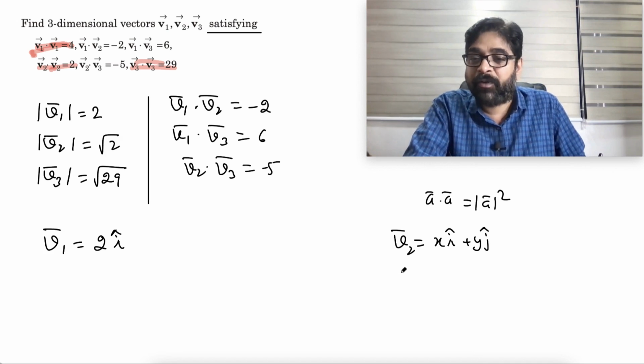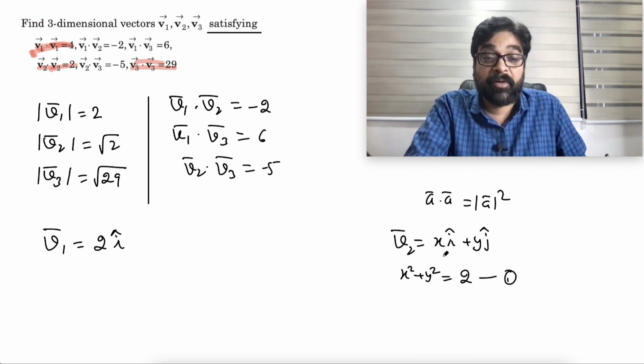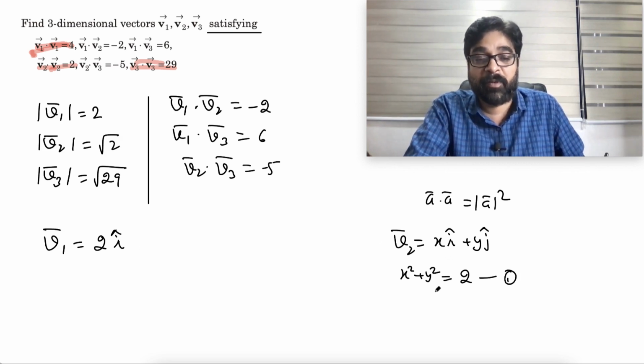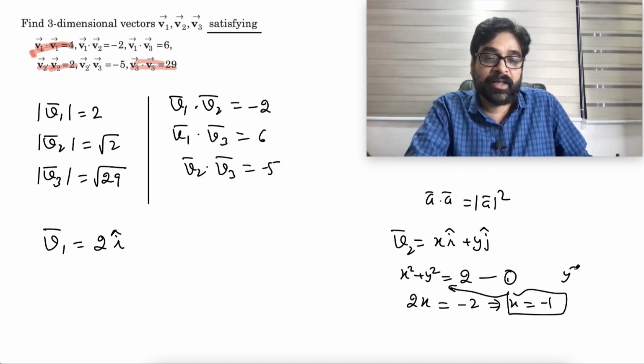So mod V2 equal to root 2, it means x square plus y square equal to 2. This is one condition. V1 dot V2 equal to minus 2. So V1 dot V2 will be what? V1 is 2i, so dot V2 will be 2x. So 2x equal to minus 2. That means x equal to minus 1. I can substitute x equal to minus 1 here. So I will get y square equal to 1. So y equal to plus minus 1.